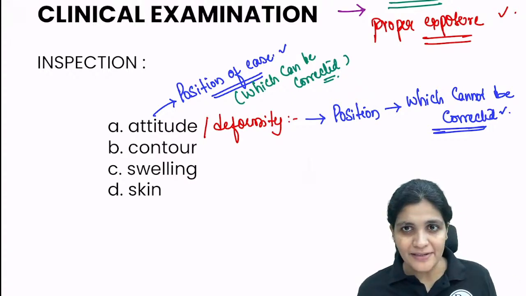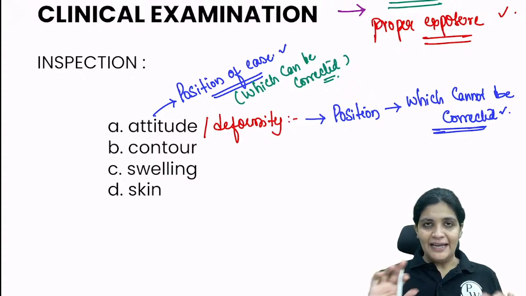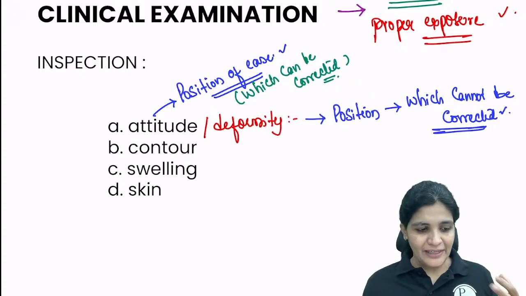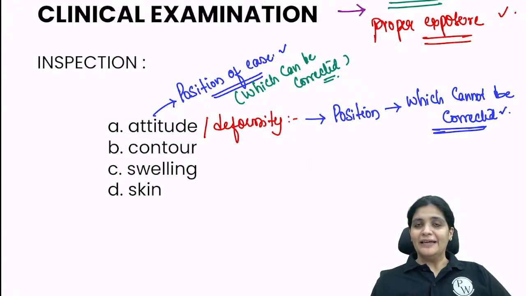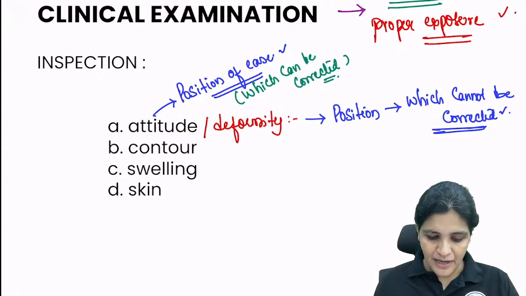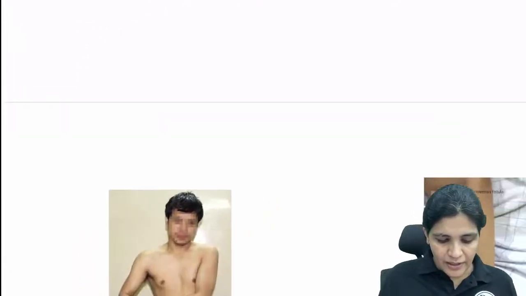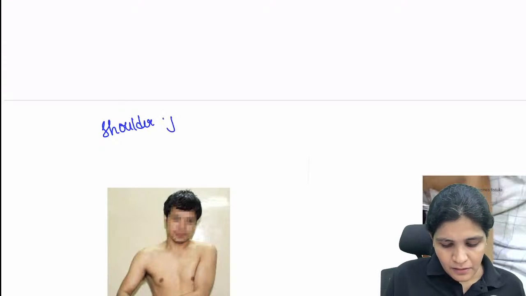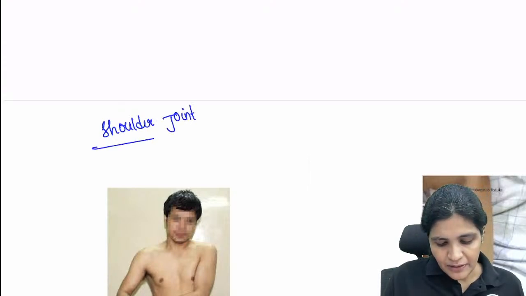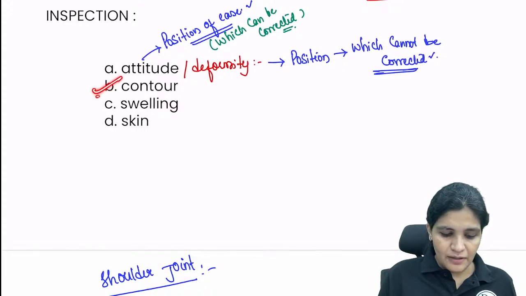Does attitude require surgical correction? No, right? So that is the entire definition. So position of ease of the patient or position of rest, which usually can be corrected if it is a wrong position, right? So what is the main thing you have to learn in this attitude? Whenever we come to the shoulder joint, the most important thing is the contour. So next we are going to learn about the contour.